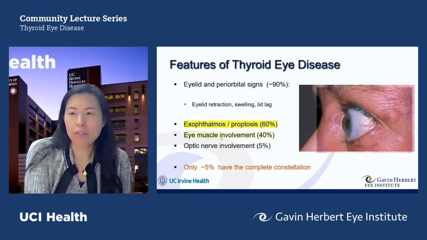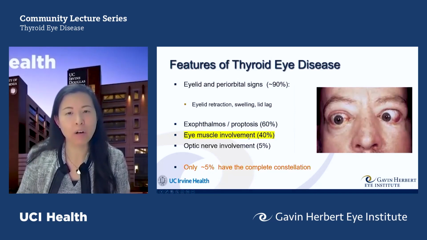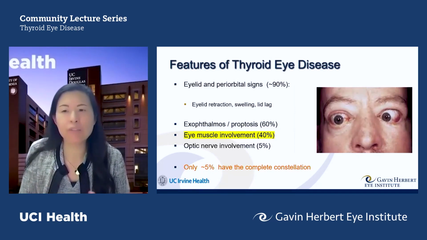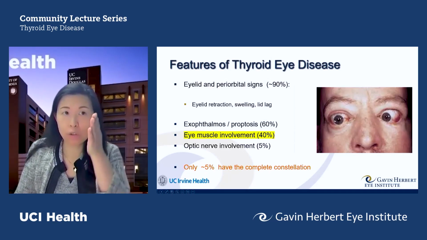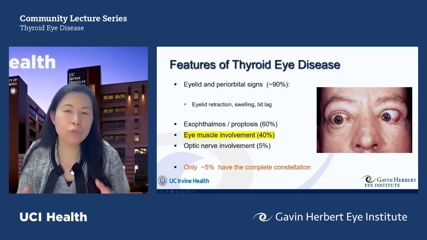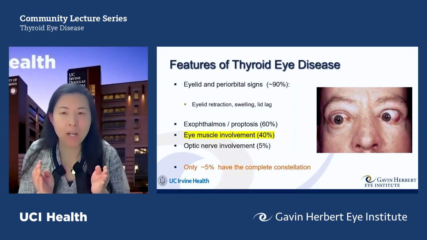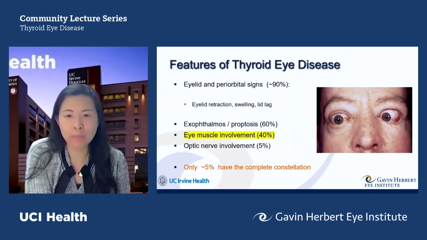And after that, the eye muscle involvement. Remember, we talked about there are eye muscles inside the eye socket that help us look up, down, left, and right. And when those are involved in the disease, especially the severe forms, you can see that this eye is looking straight ahead, but this eye is looking off to the side. So the two eyes have difficulty looking at the same place at the same time. This will certainly give you double vision.